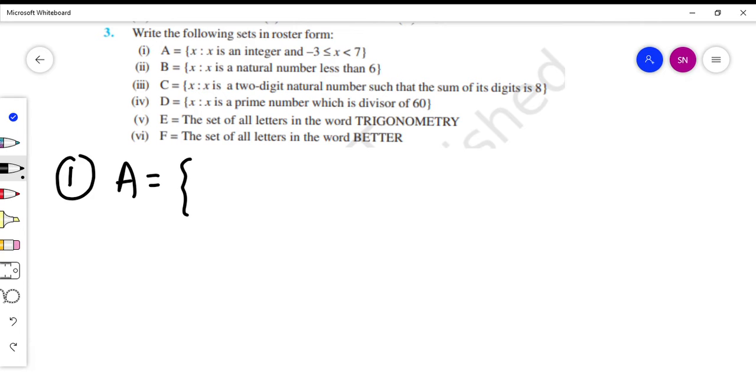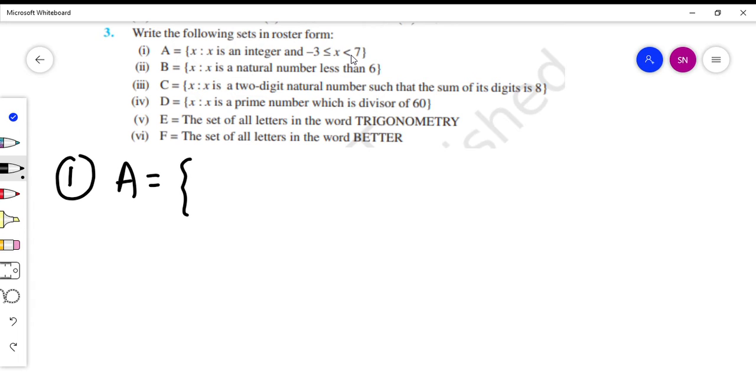Here we are given a range of x for the first one. The value of x lies from minus 3 to 7. You can see this inequality symbol. Please bear in mind, if there is a less than or equal to symbol or a greater than or equal to symbol, you will include that particular number. Similarly, if you only have a less than symbol or a greater than symbol, you will exclude that number, which means you will not include that number.